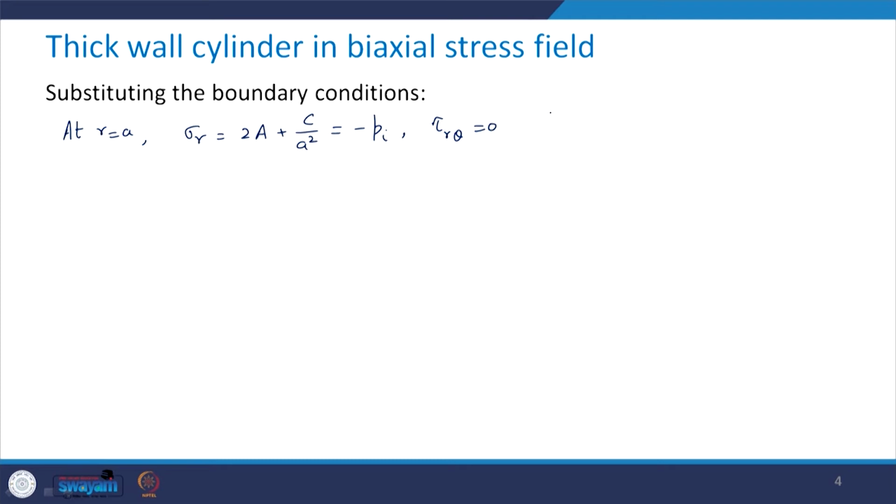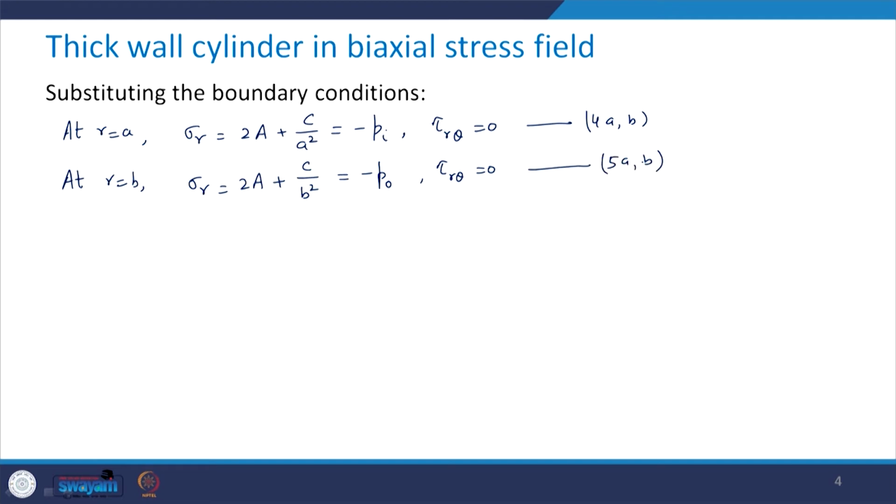So these equations will become 4a and 4b. Now at r equal to b, we have sigma r as 2a plus c upon b square, which is equal to minus p naught, and tau r theta will be equal to 0. This is 5a, 5b. Now you just try to solve these two equations and see what we get.